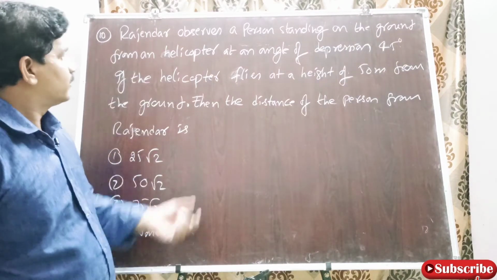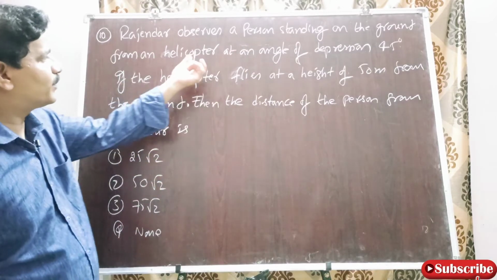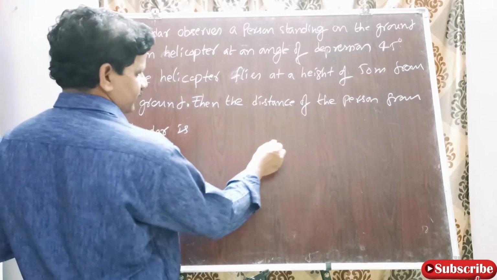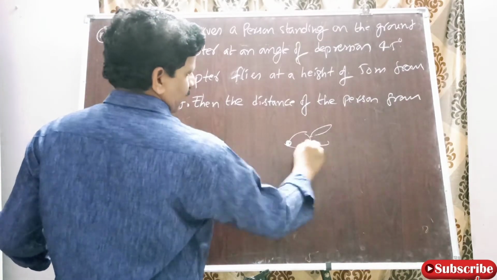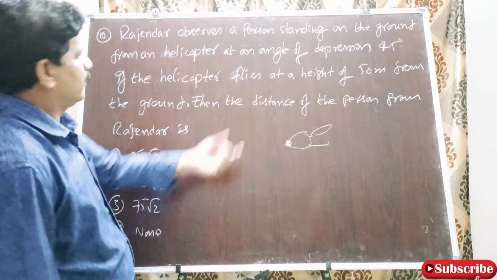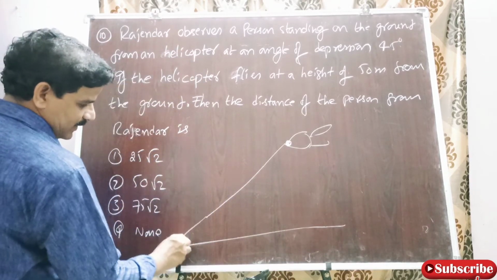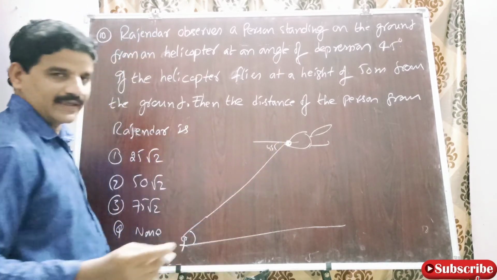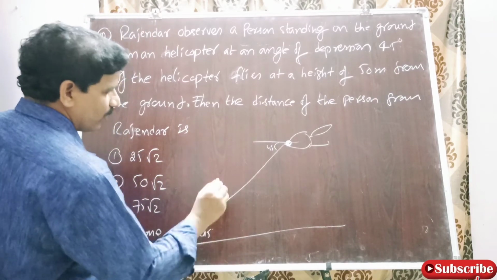Question number 10. Rajendra observes a person standing on the ground from a helicopter at an angle of depression 45 degrees. So here Rajendra is here in a helicopter. He is observing that the angle of depression is 45 degrees. A person is standing here, it is a ground. The angle of depression is 45 degrees. By alternate interior angles are equal property, this is what? 45 degrees.